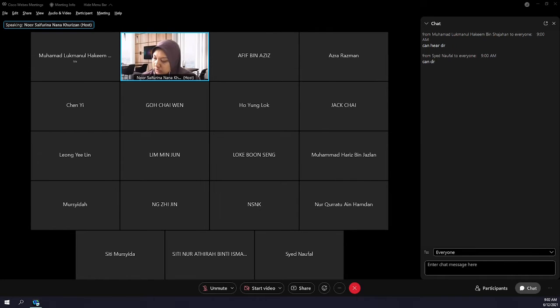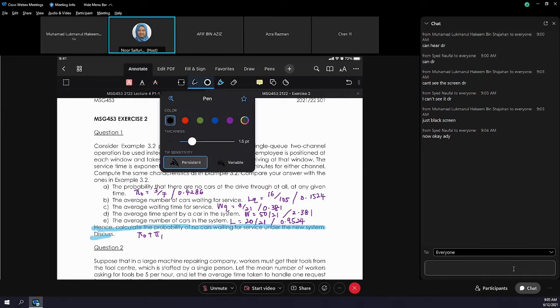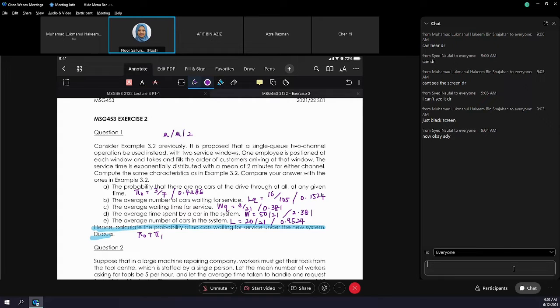So first, on question 1 that we discussed last week, some of your friends gave a different answer for this part, the final part here: no cars waiting for service under the new system. Actually, some of your friends got it right. You should include the probability of being in state 2 as well.